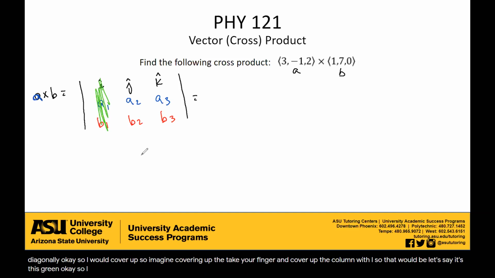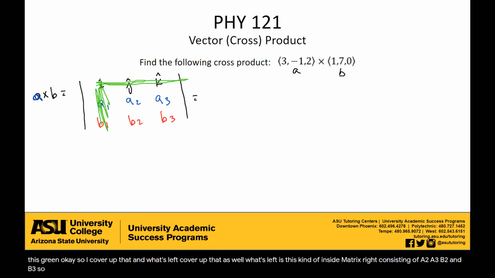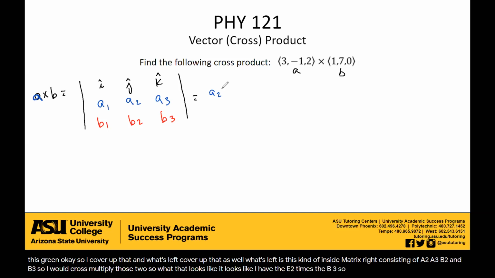So I cover up that. And what's left? Cover up that as well. What's left is this inside matrix, consisting of A2, A3, B2, and B3. So I would cross multiply those two. What that looks like: I have A2 times B3.